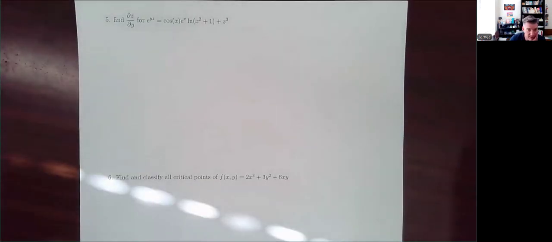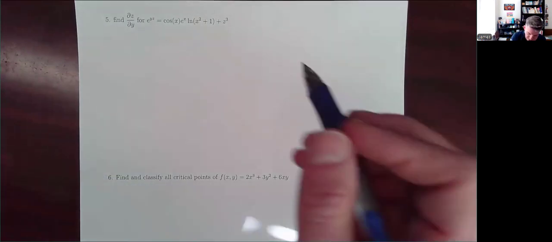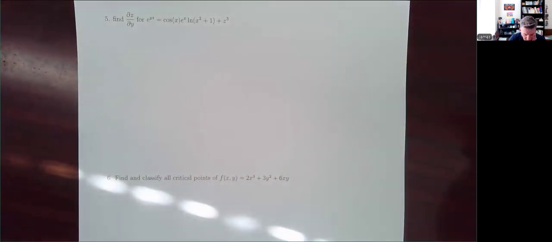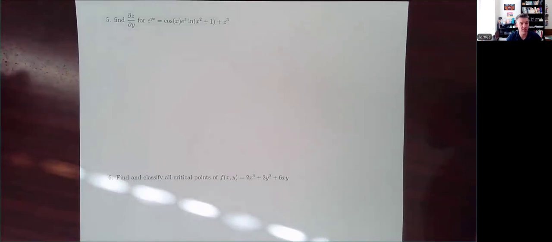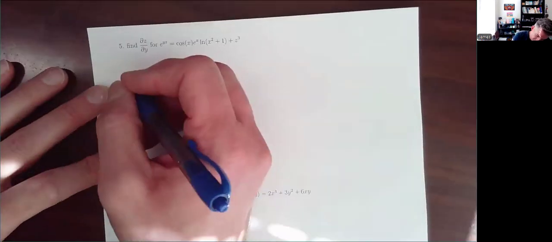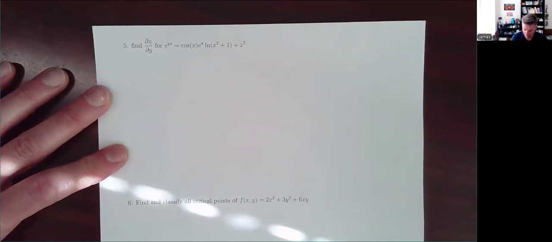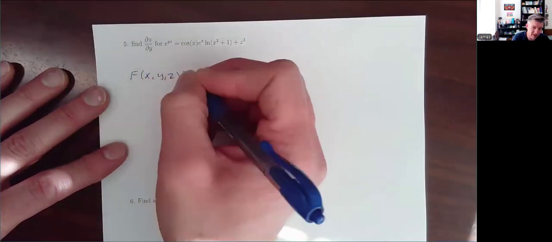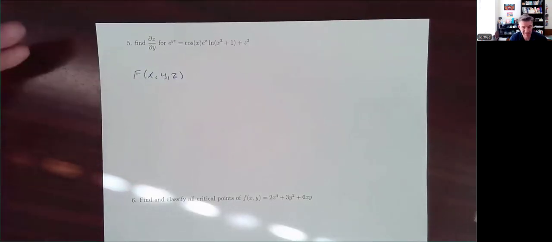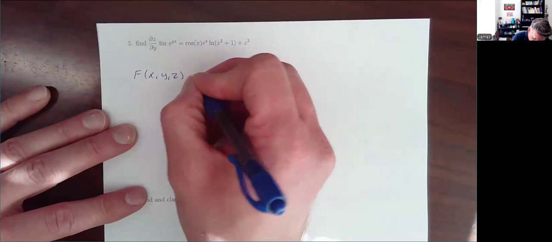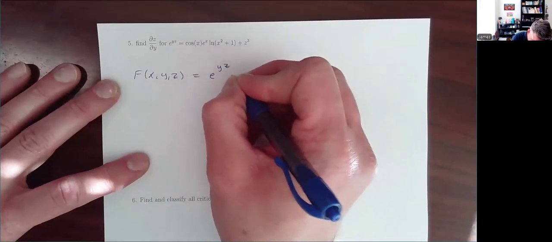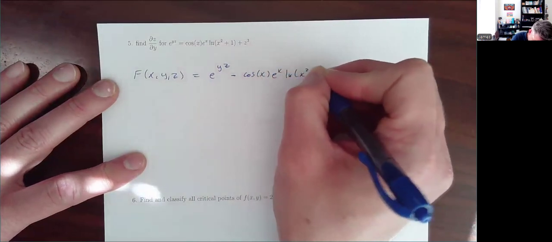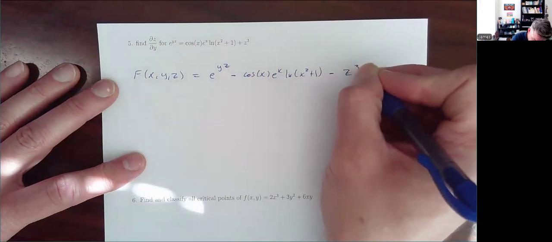Find del z del y for the equation e to the yz equal cosine of x times e to the x times natural log of x squared plus z cubed. So the point of this question is to use the trick that if we first rewrite this equation so that we've isolated everything on one side. So if we say, for example, f of x, y, z, doesn't really matter which side you bring everything to, I would probably bring everything to the left. So it's going to be e to the yz minus cosine of x times e to the x times natural log of x squared plus 1 minus z cubed.